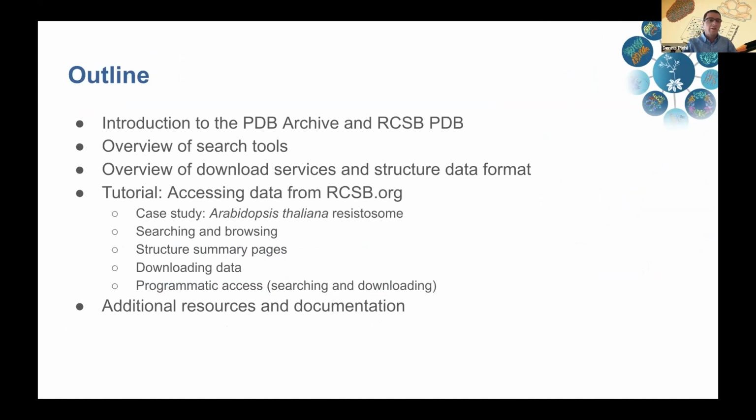We'll then move into a live action tutorial in which I'll demonstrate some basic procedures on how to access data from rcsb.org. And this will focus on using the case study of the Arabidopsis thaliana resistosome. So some things I'll cover are the basic searching and browsing of our data, looking at structure summary pages and exploring the data that's available there, how to download the data in various ways, as well as the programmatic manners of performing the searching and downloading tasks.